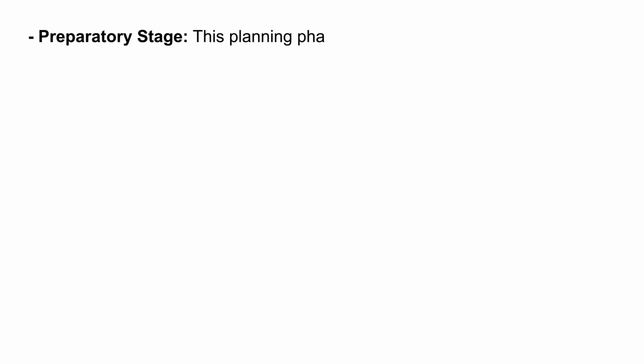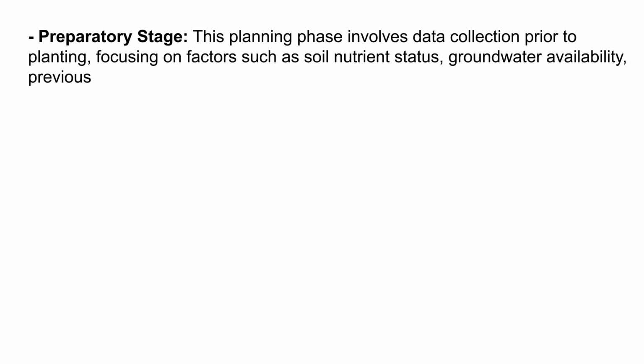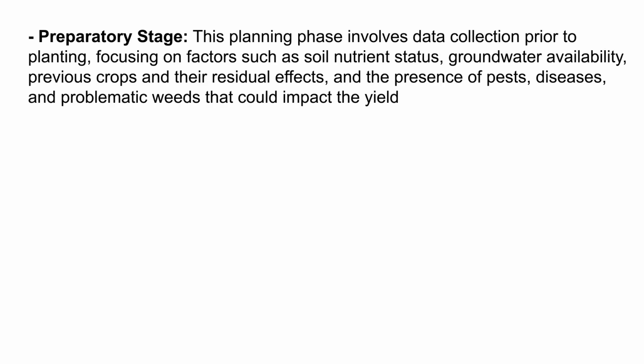First, preparatory stage. This planning phase involves data collection prior to planting, focusing on factors such as soil nutrient status, groundwater availability, previous crops and their residual effects, and the presence of pests, diseases, and problematic weeds that could impact the yield of the crop to be planted.